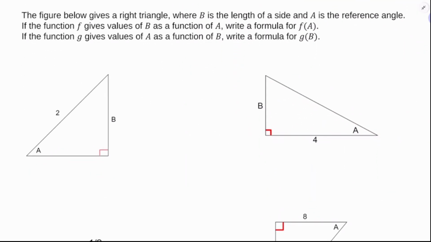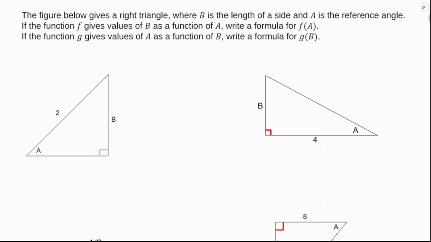All right, now for these four. This is pretty much the same idea here, talking about forward and backward trig, but written in a very particular way that I believe might help you in the long run, or maybe in the medium term. Okay. So the figure below gives a right triangle where b is the length of a side and a is the reference angle. If the function f gives values of b as a function of a, write a formula for f of a.